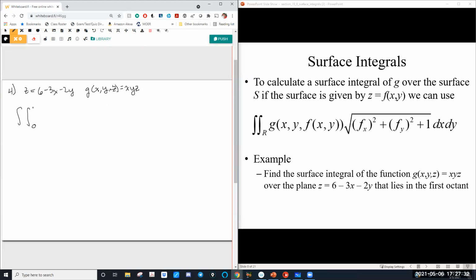Again, we already know our region. It's the same as before. So 0 to negative 3/2 x plus 3, and then 0 to 2. We're going to be plugging in our function, but there's one thing we have to be aware of. It's only a double integral. We cannot integrate with respect to z. So that third part is going to be our surface.